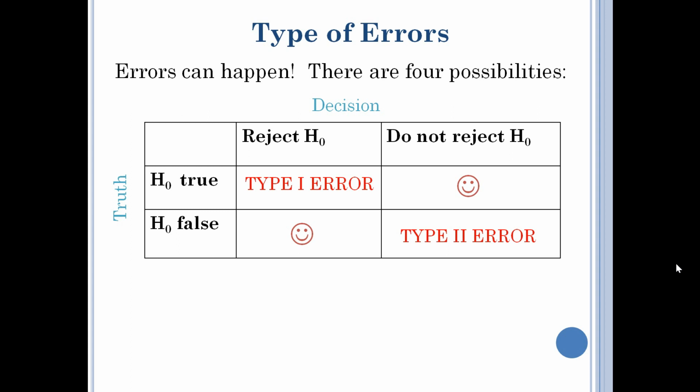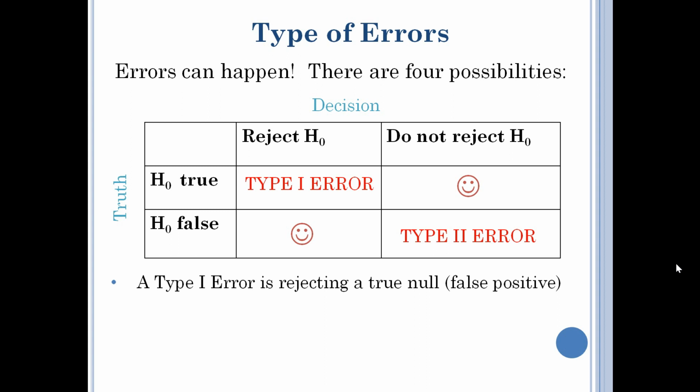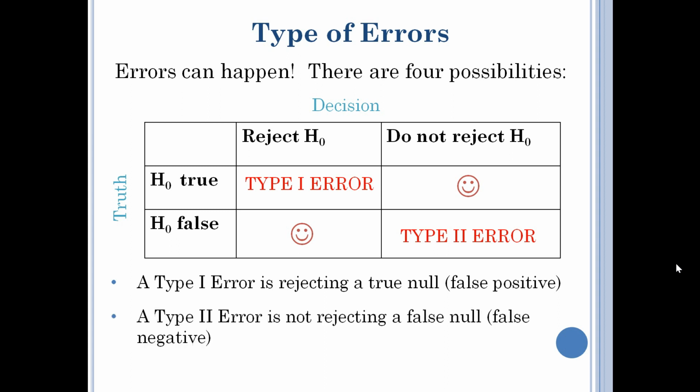Think of it from a medical point of view. Type 1 error is what we call false positive. We're finding evidence when there shouldn't be evidence. The null is true, there isn't evidence, and yet we're rejecting that and saying, no, there is. So this is what we call a false positive. Type 2 error is what we call a false negative. There is evidence, but we don't see it.